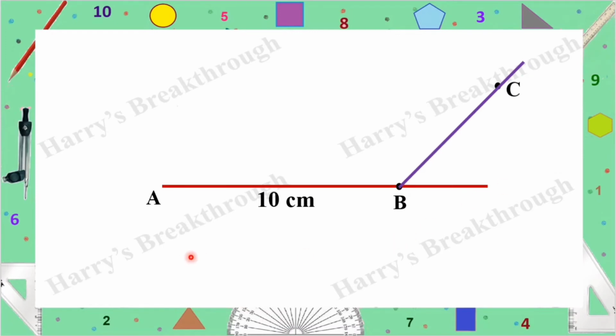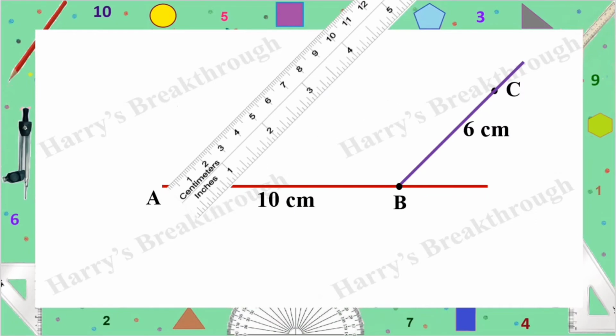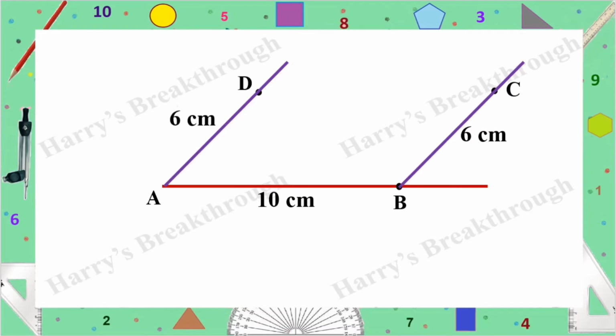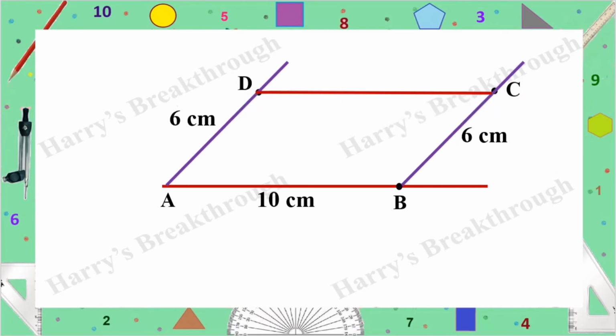Like that, place your protractor in point A, then draw an angle at 45 degree. Okay. So you got another slanted line, and mark a point at 6 centimeter, then name it as point D. Now join D and C. So here you got a quadrilateral, a four-sided shape.